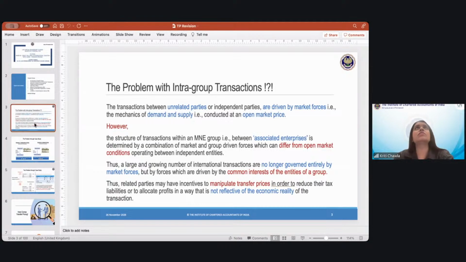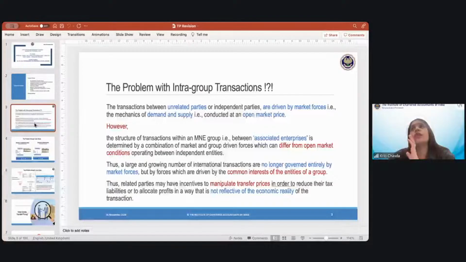The problem is that when unrelated parties transact, these transactions between unrelated or independent parties are driven by market forces. What do I mean by market forces? Well, they are driven by demand and supply mechanisms, as in they're conducted at open market price. The seller would always want to sell at the highest price possible, and the buyer would always want to purchase at the lowest price possible. So with this interaction, they come to what is called an open market price.